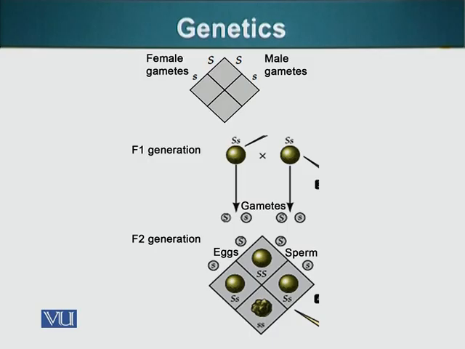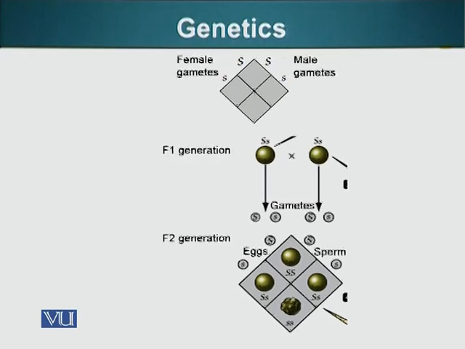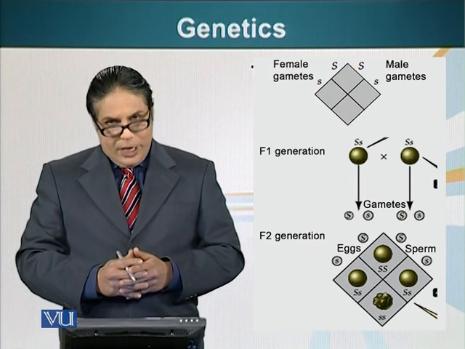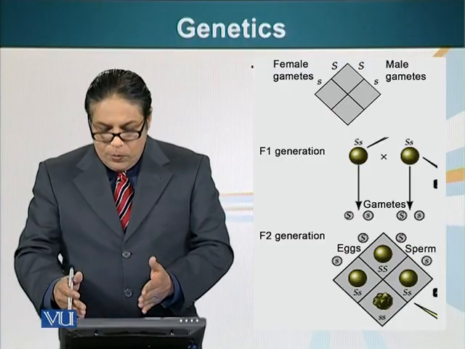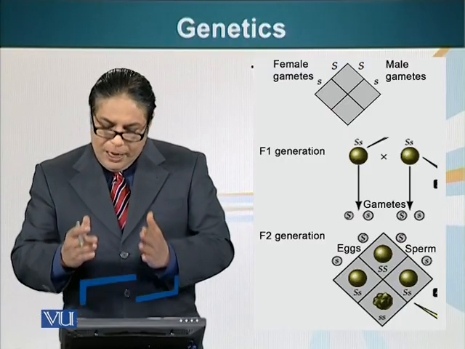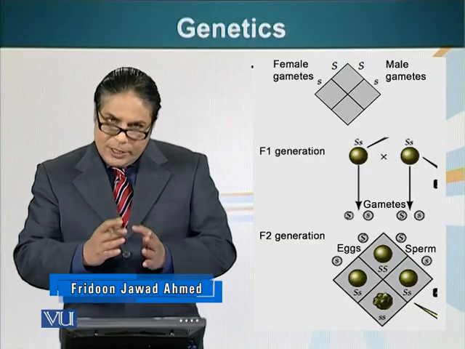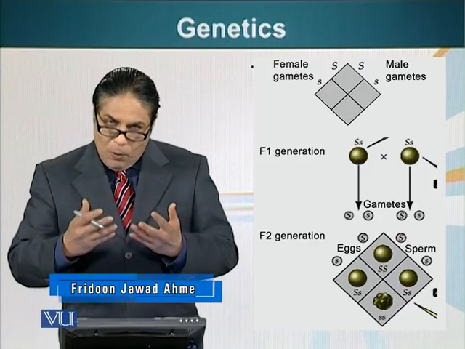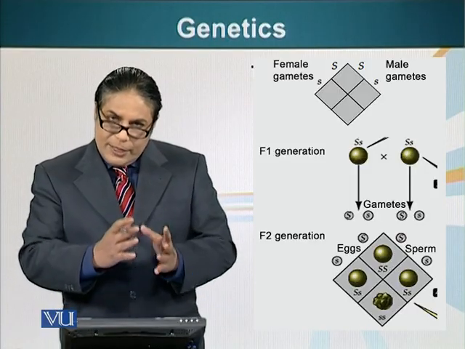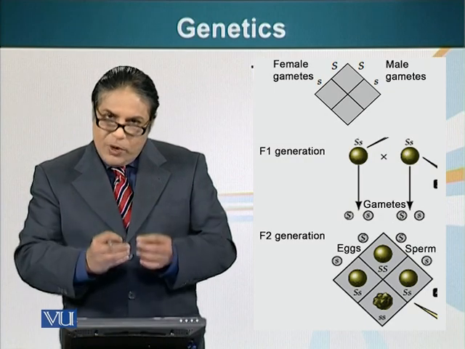We can also summarize this in a simpler way using a Punnett square, which is displayed on the screen. So we write male gametes on one side of the square, female gametes on the other side, and then we see what different combinations we can make. So when we cross capital S, small s with capital S, small s, these traits will separate.